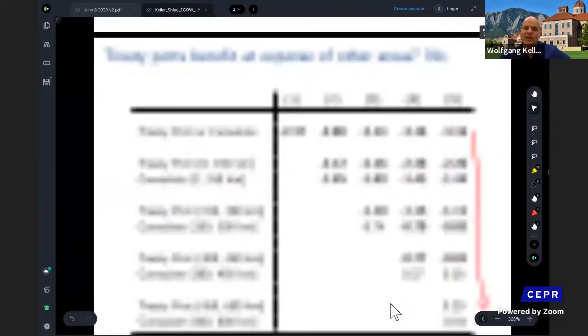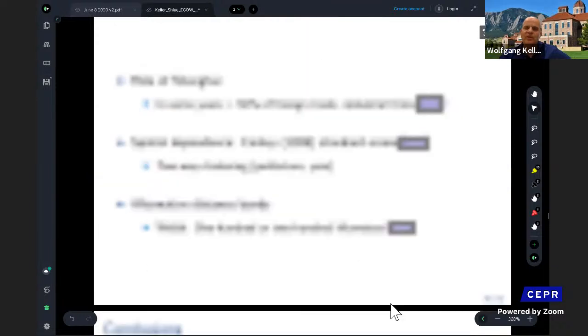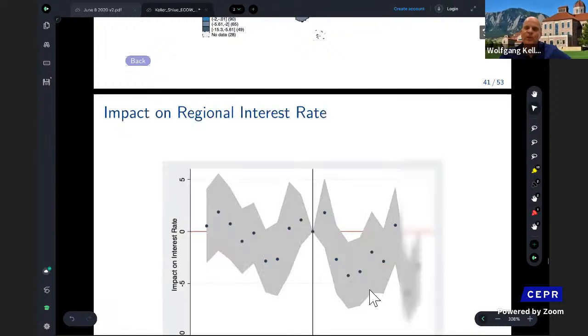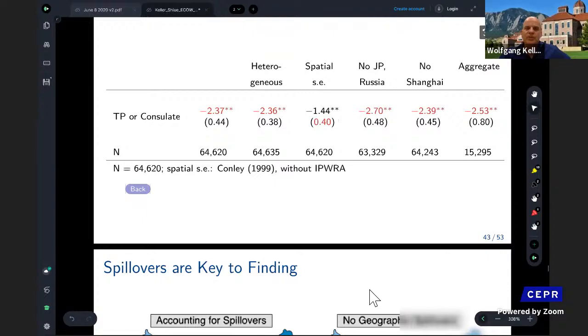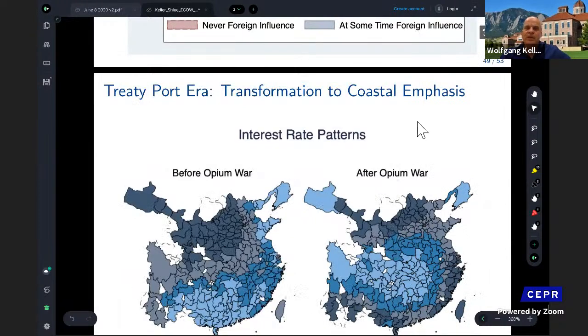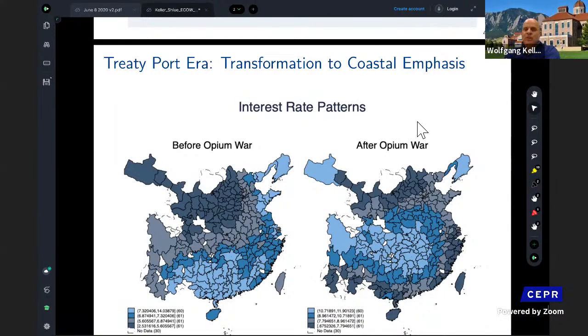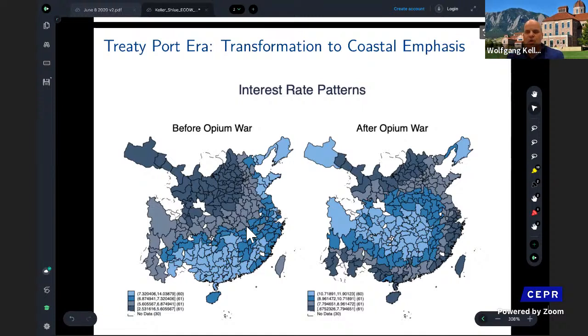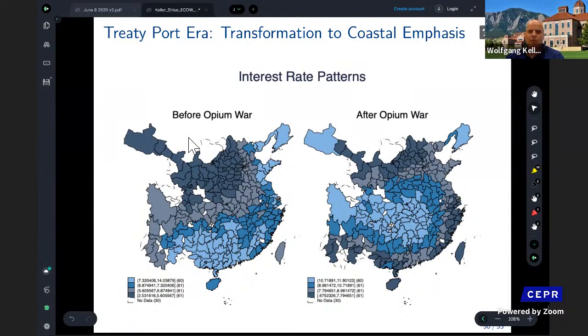division of economic activity? That is actually super interesting because, I haven't shown you this, but we have a simple plot which basically shows, yeah, here, this is the one. We basically show that the Treaty-Port era, you can think of this as a transformation to coastal emphasis, and that's along the lines of what you're talking about. These are not estimated causal effects. We have a third-degree polynomial in latitude and longitude, and we've just plotted our interest rates. What you see is that before the Opium War, on the left side here, the low interest rate areas are these dark gray and moderately gray ones.